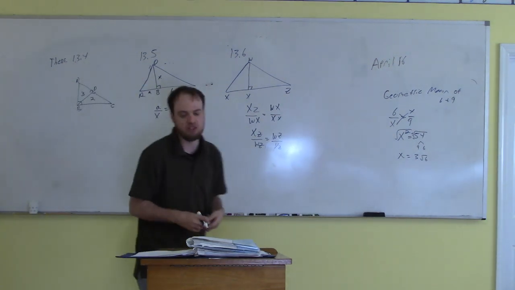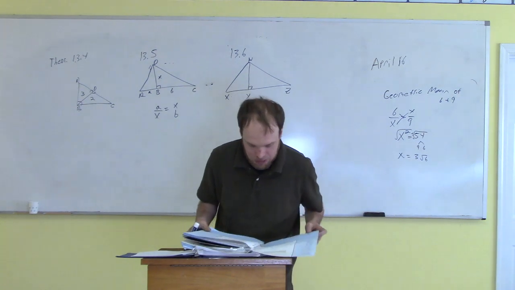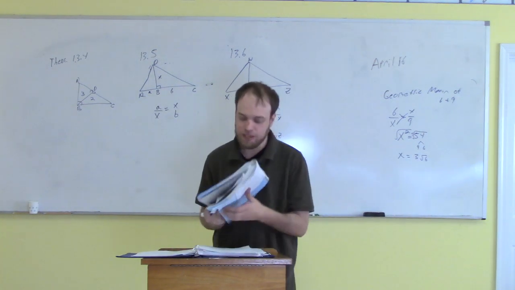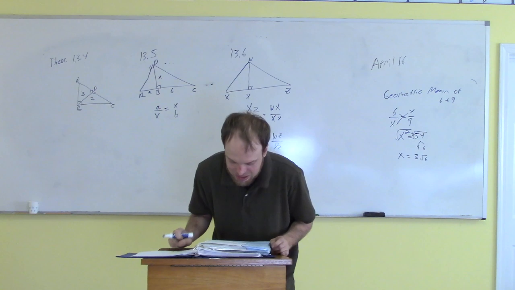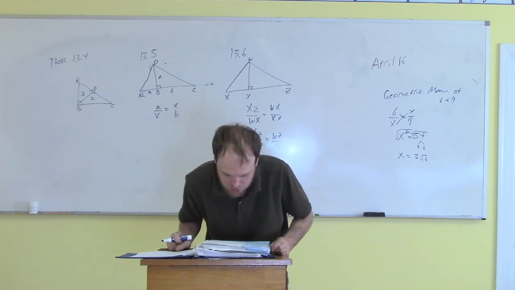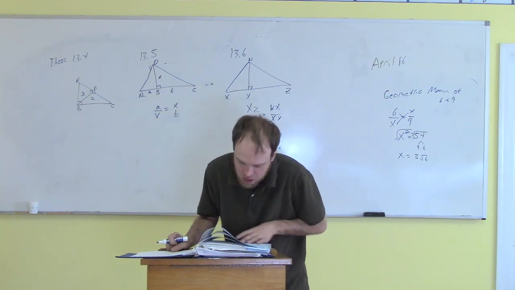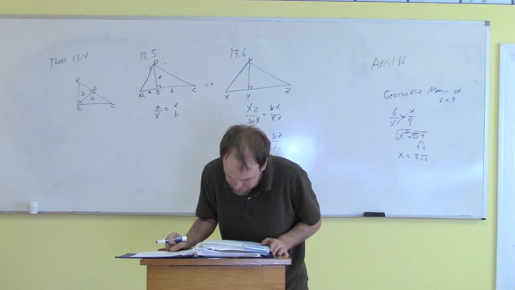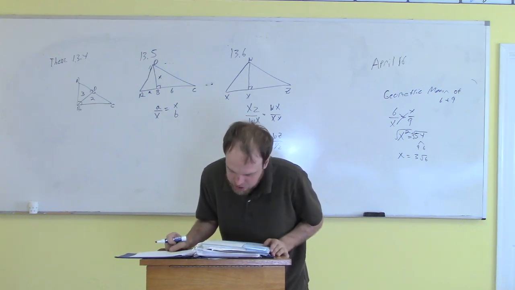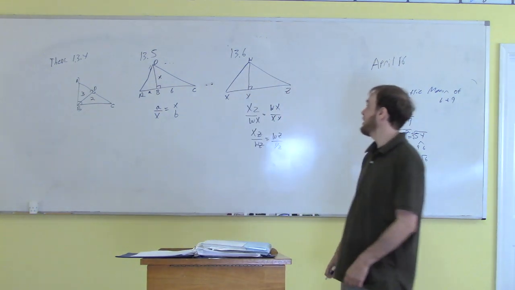So that's theorem 13.4. Theorem 13.5 is on page 550. And it says, in a right triangle, the altitude to the hypotenuse cuts the hypotenuse into two segments. The length of the altitude is the geometric mean between the lengths of the two segments of the hypotenuse. And so first you need to know what the geometric mean is.